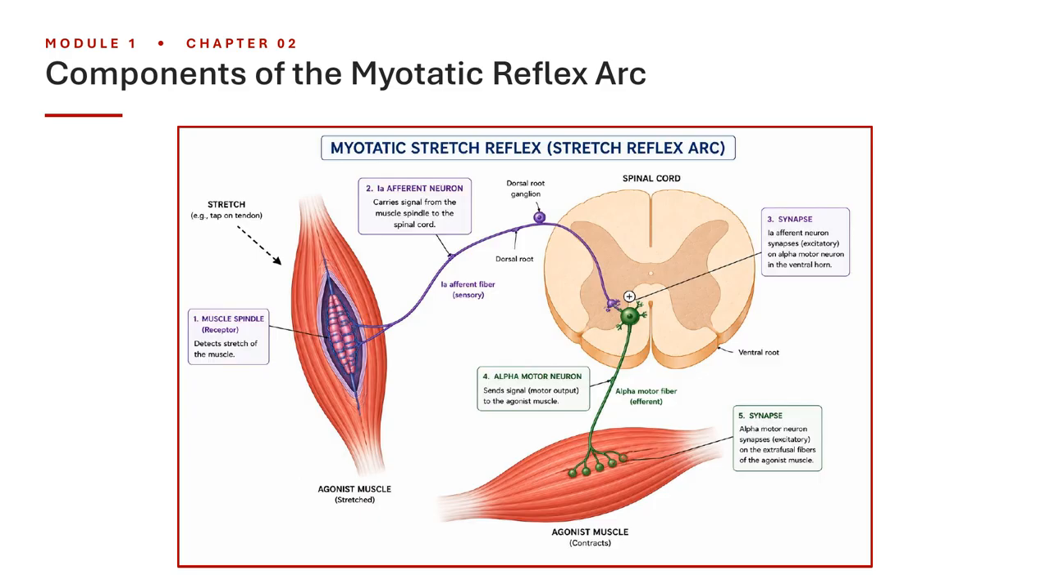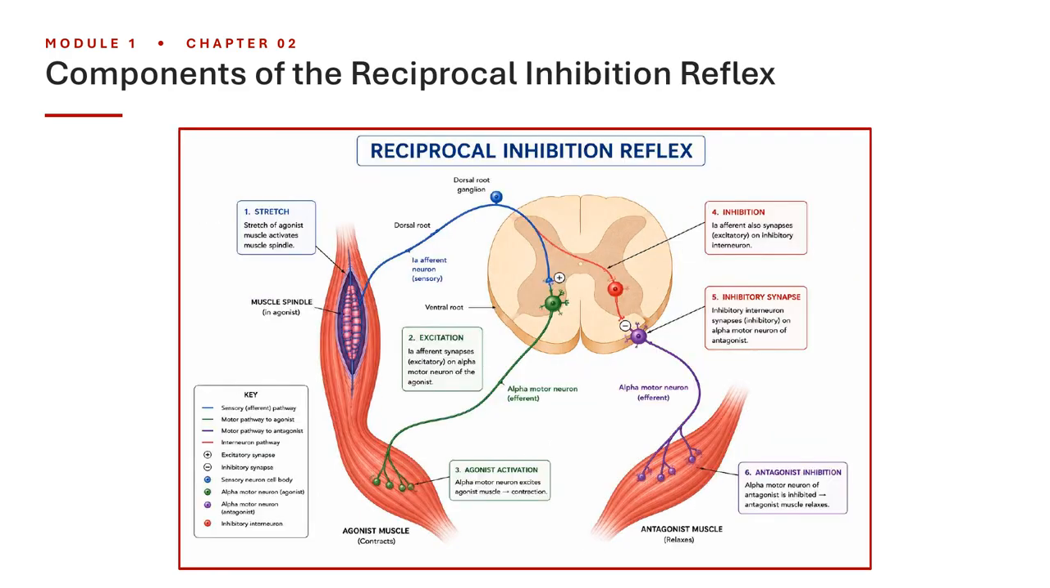Study the anatomical arrangement here. Notice where each component sits. The sensory side on the dorsal aspect, the motor side on the ventral aspect. This dorsal sensory ventral motor organization is one of the most fundamental principles in neuroanatomy, and it applies throughout the spinal cord. Now we add the second reflex arc, reciprocal inhibition.